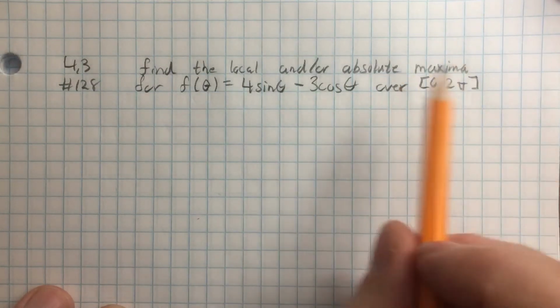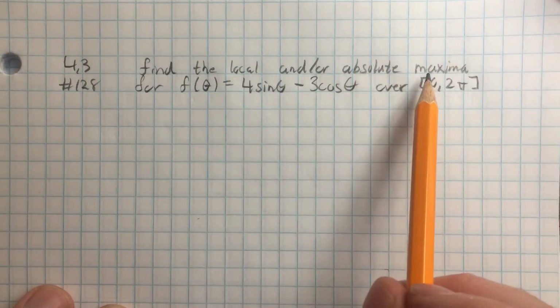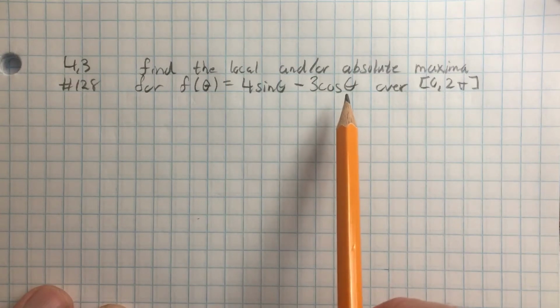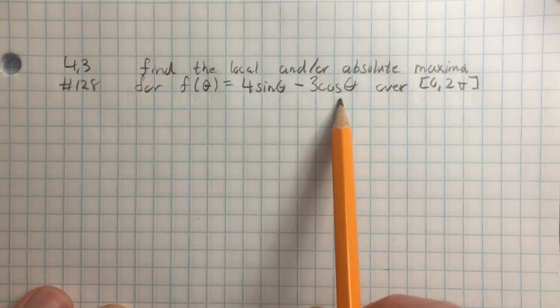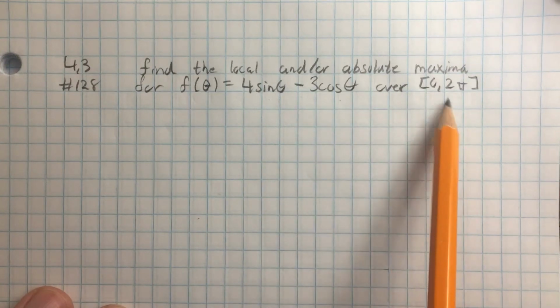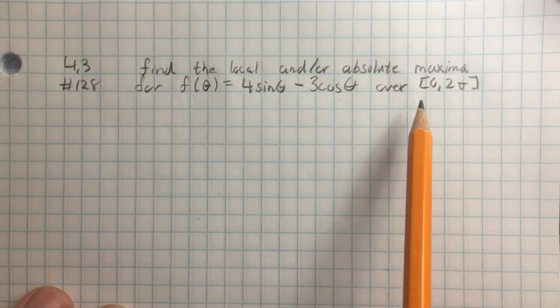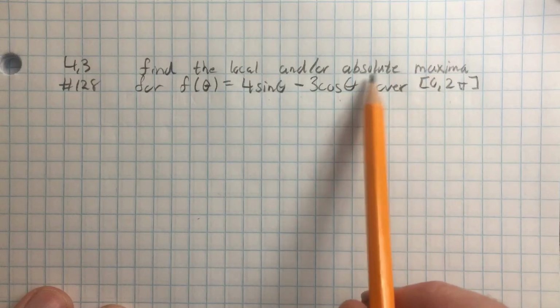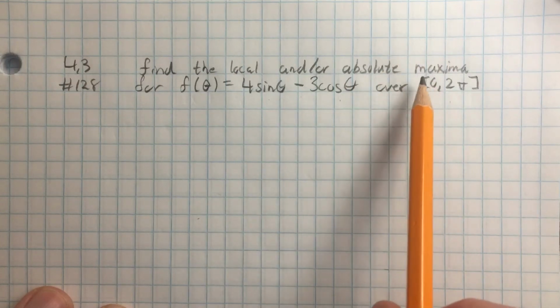Okay, so it's a closed interval, so therefore it has to have an absolute maxima as long as this function is continuous, which it is because it's a difference of two continuous functions. So therefore it is continuous over 0 to 2 pi, closed interval, and therefore according to the extreme value theorem, there must be an absolute max and absolute min, although they're not asking for it.